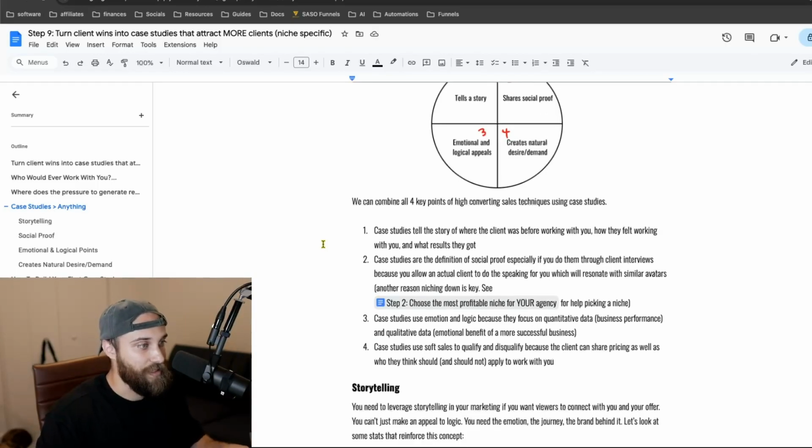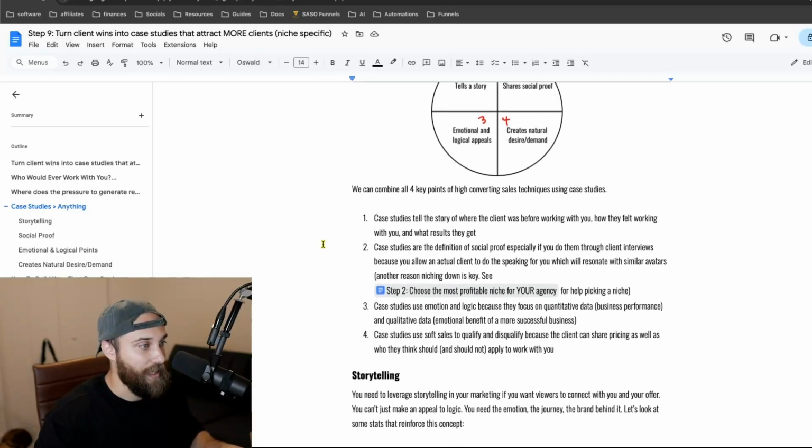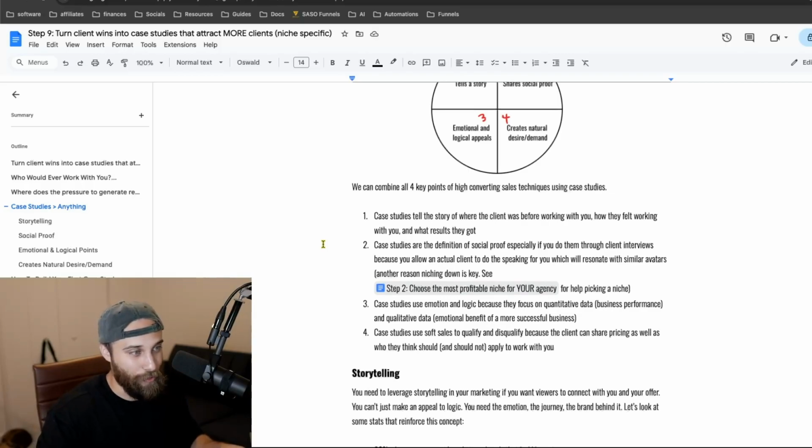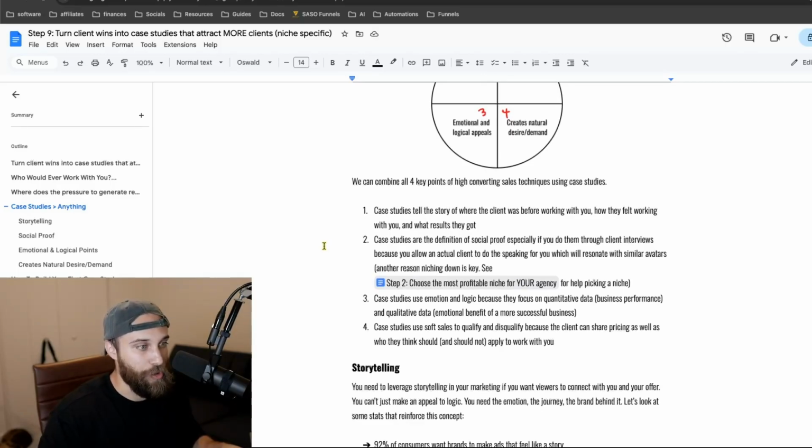Here's why. Case studies tell the story of where the client was before they started working with you. It tells the story of how they felt in the process of actually working with you, and it tells the story of the results they got afterwards. Case studies are the definition of social proof, especially if you do them using client interviews, which is my number 1 recommendation, because you allow an actual client to do the speaking for you, which resonates with similar avatars.